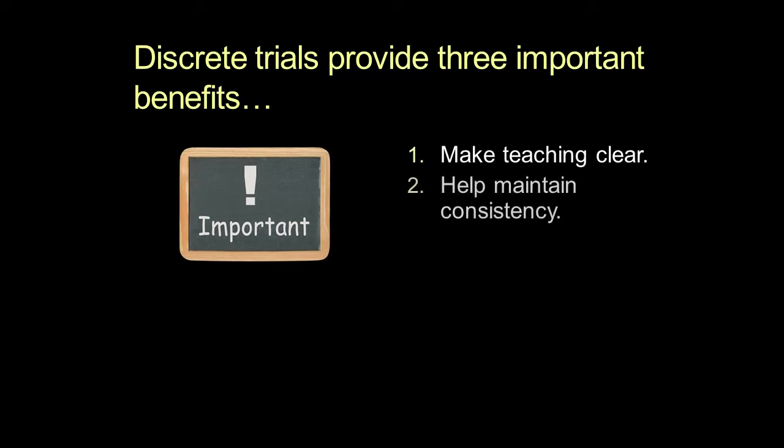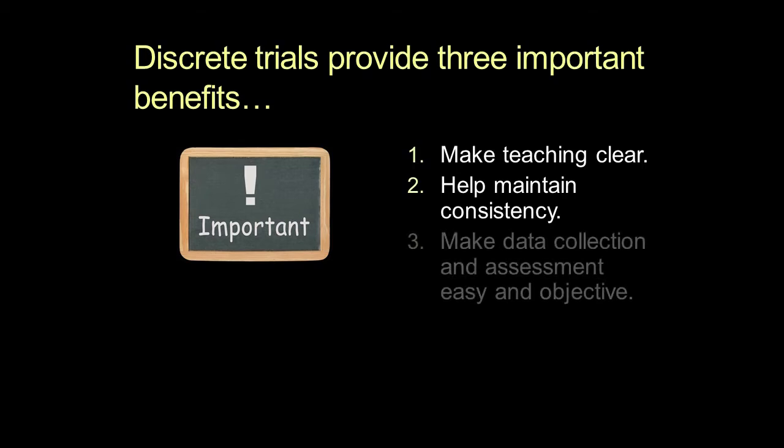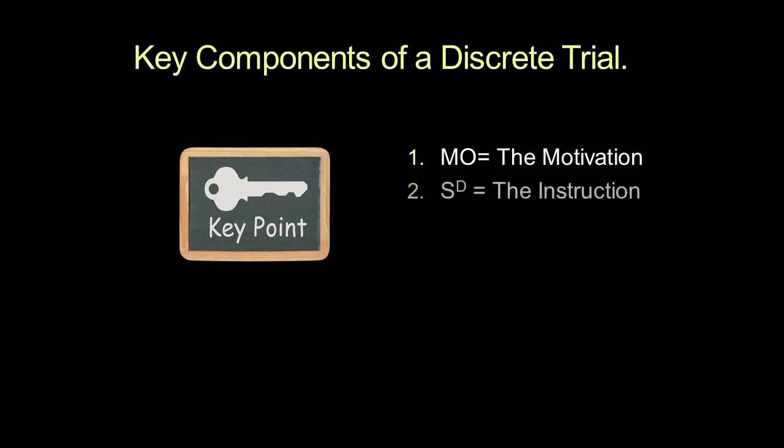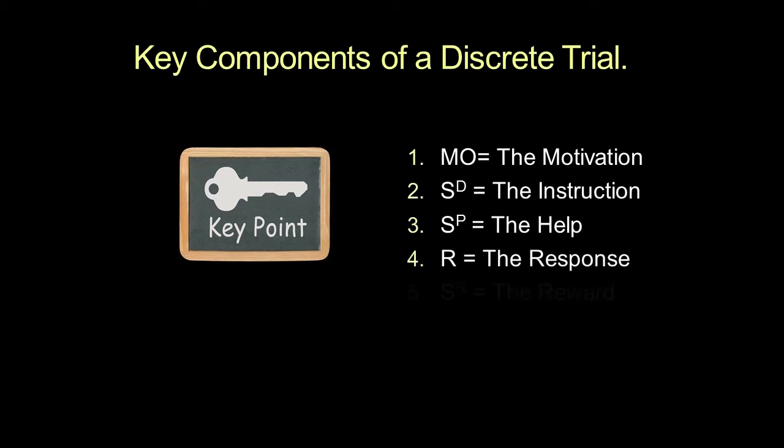Discrete trials help multiple teachers maintain consistency and quality across weeks and months. Discrete trials make data collection and the ability to measure progress clear, easy, and objective. There are 5 key components to the discrete trial: the motivation, the instruction, the help, the response, and the reward.